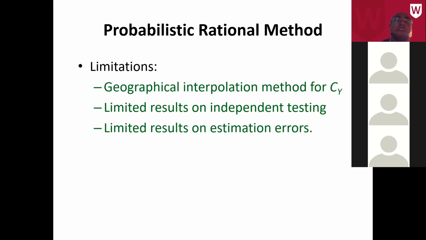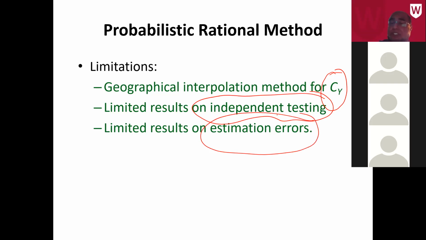The limitation is that the estimation of CY or CT, same thing, has a lot of error in it, but nobody knows how much error that is because there is no independent testing of it. And we don't know the estimation error, so we cannot develop confidence limits of the estimation. That is the biggest problem with this PRM.